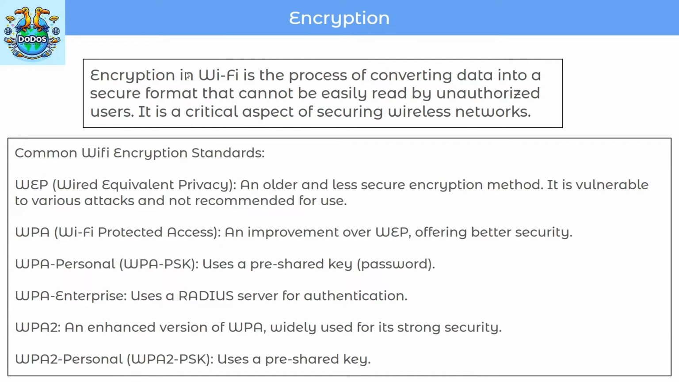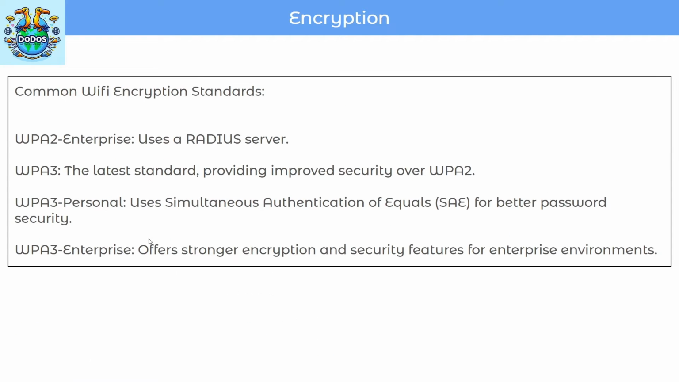Encryption is what it would be in Wi-Fi. Encryption in Wi-Fi is the process of converting data into a secure format that cannot easily be read by unauthorized users. It is a critical aspect of securing wireless networks. Common Wi-Fi encryption standards are WEP, which is Wired Equivalent Privacy, an older and less secure encryption method. It is vulnerable to various attacks and not recommended for use. WPA, which is Wi-Fi Protected Access. You need to know all these, by the way, so make sure you're taking notes or something.